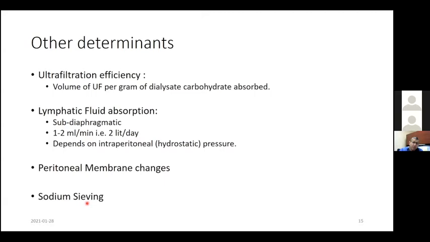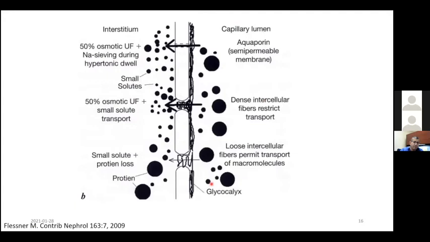The last thing that someone should know is about sodium sieving. So what is sodium sieving? Look at this diagram here. These are the 3 pores: the big pores, the small pores, and the ultra small pores. The big pores are transporting everything. The small pores are transporting urea and creatinine. But the ultra small pores, which are aquaporins, only transport out water, not sodium. So sodium is retained in the blood compartment.